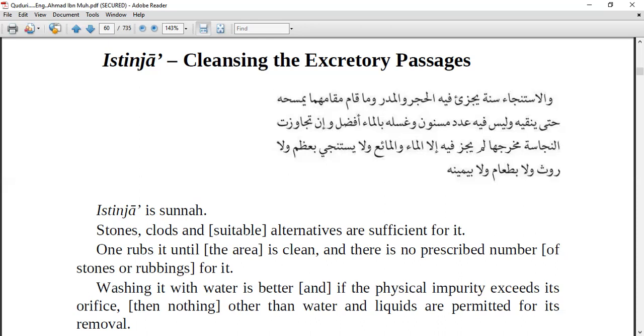And in some cases, washing is the only way. If the physical impurity exceeds its orifice or the passage, the area of the passage itself, then you have to wash it. There is no other way.